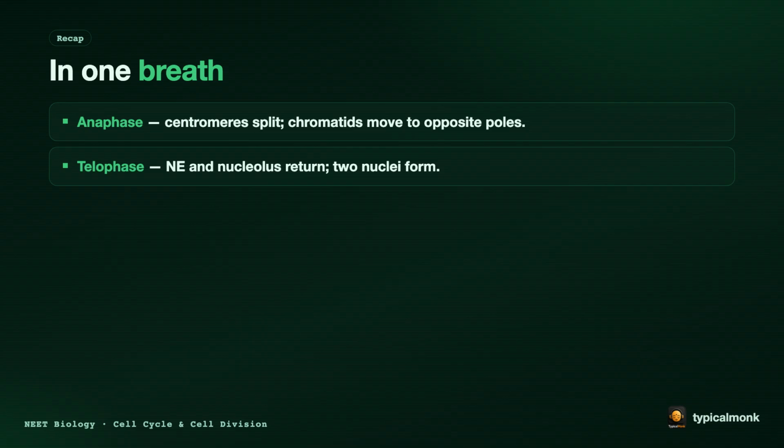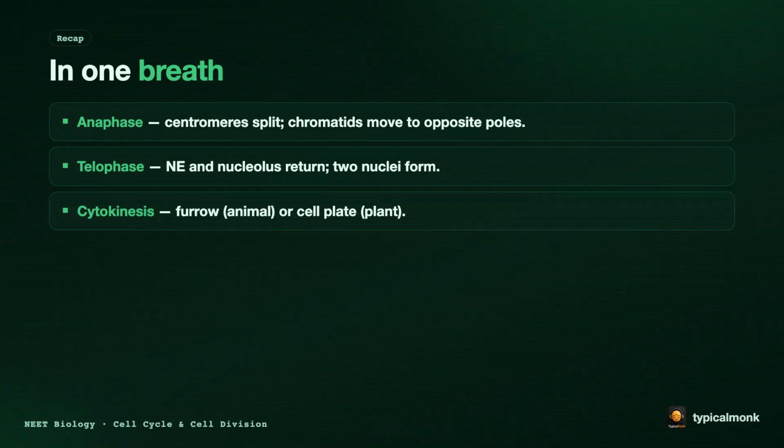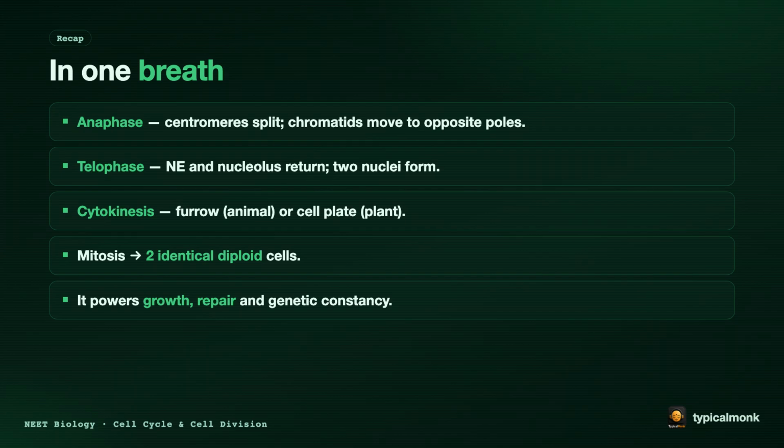Anaphase, the centromere splits, chromatids to opposite poles. Telophase, nuclear envelope and nucleolus return, two nuclei form. Cytokinesis, a furrow, animal, or a cell plate, plant. Mitosis gives two identical diploid cells. It drives growth, repair, and genetic constancy.